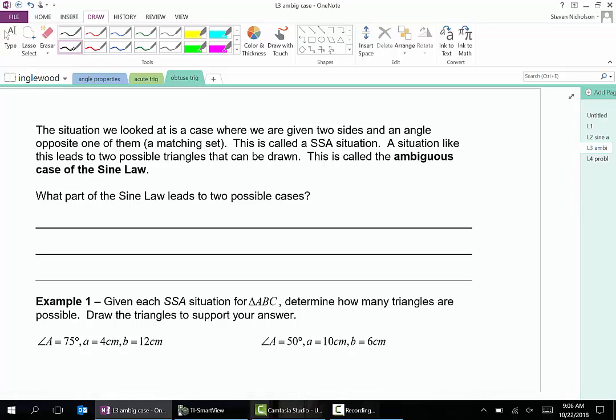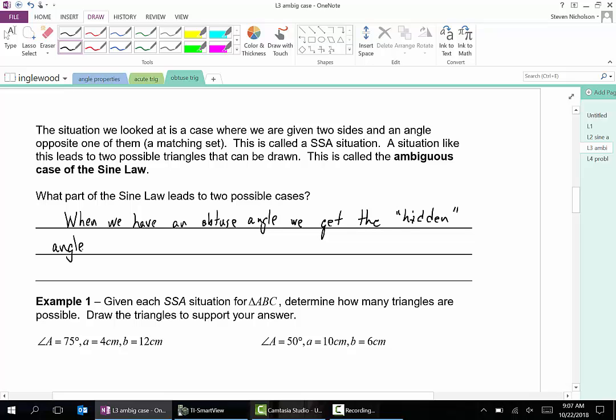Well, I'm going to use my own language, but here's what it turns out to be. When we have an obtuse angle, we get, and here's my word, the hidden angle. And the hidden angle is when I swung the side of the triangle to the other side.